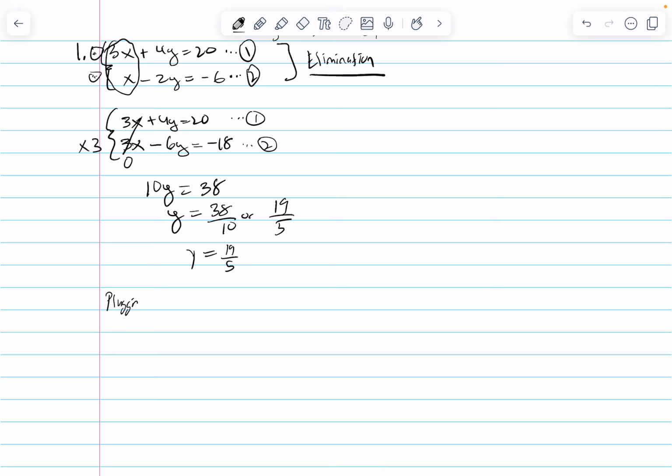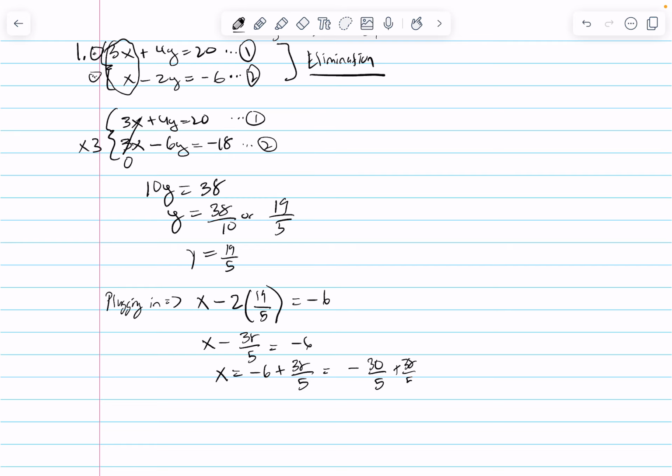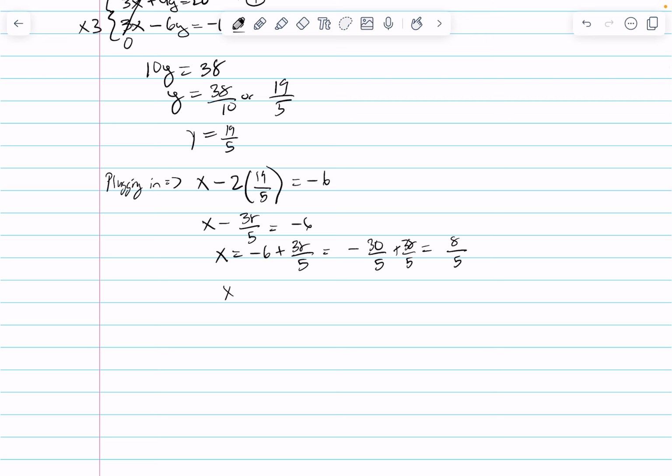I like to write the steps so it's a bit easier plugging in. So x is the same, and we're plugging in for y. So x minus 2 times 19 over 5 equals negative 6. x minus 38 over 5 is negative 6. x is equal to negative 6 plus 38 over 5. Let's say in the denominator, 30 over 5 plus 38 over 5 equals 8 over 5. So x is equal to 8 over 5.